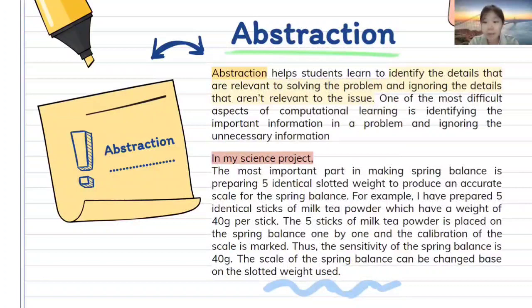For example, I have prepared 5 identical sticks of milk powder, which have a weight of 40 grams per stick. The 5 sticks of milk powder are placed on the spring balance one by one, and the calibration of the scale is marked. Thus, the sensitivity of the spring balance is 40 grams, and the scale of the spring balance can be changed based on the slotted weight used.